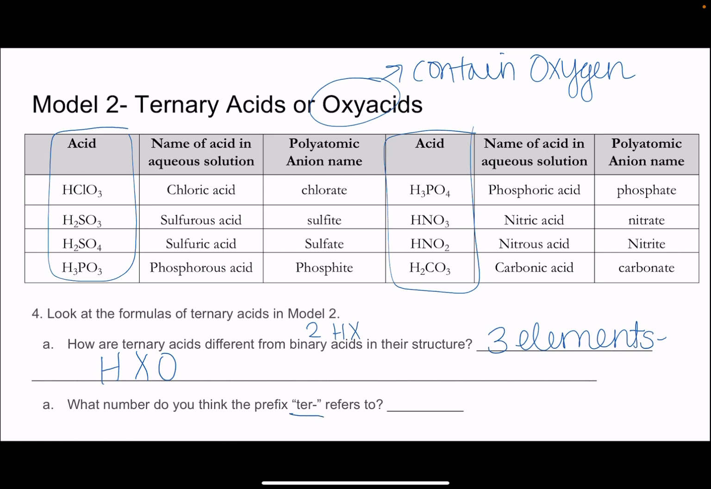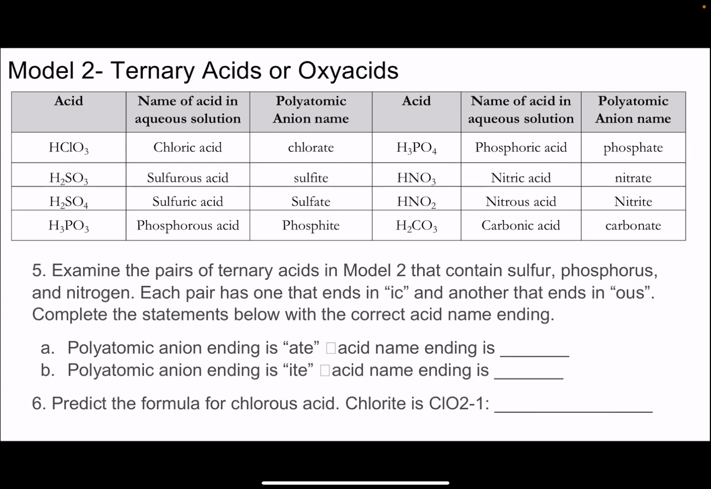Now, what do you think the prefix ter means? If you are in your art class, you'll learn about your ternary colors. You have your primary, you have your secondary, and then you have your ternary, meaning it refers to having 3 colors mixed together. So flip over to page number 4. We still have our model of ternary acids and oxyacids.